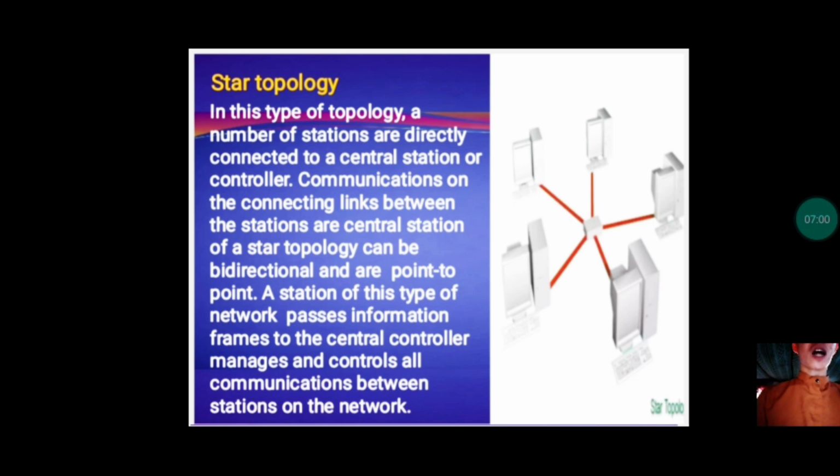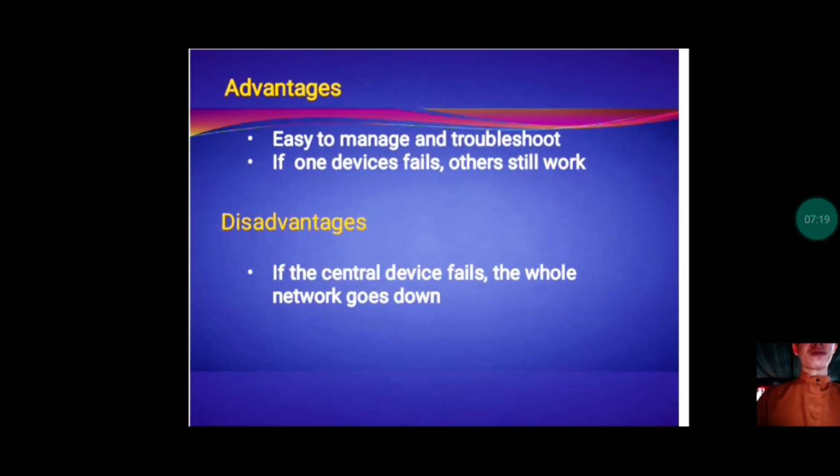So all devices are connected to a central device such as a switch or router. All communication passes through this center. For example, a teacher who controls communication in a classroom. Advantages: easy to manage and troubleshoot. If one device fails, others still work. Disadvantages: if the central device fails, the whole network goes down.